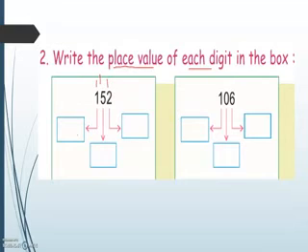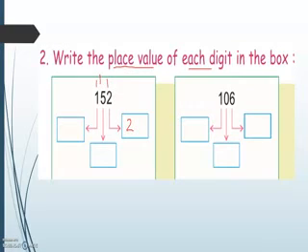See, from 2 an arrow is going like this, and there is a box here. So you have to write the place value of 2 here in this box. What is the place value of 2? 2 is in the ones place, right? So its place value is 2 ones. 2 ones means 2.